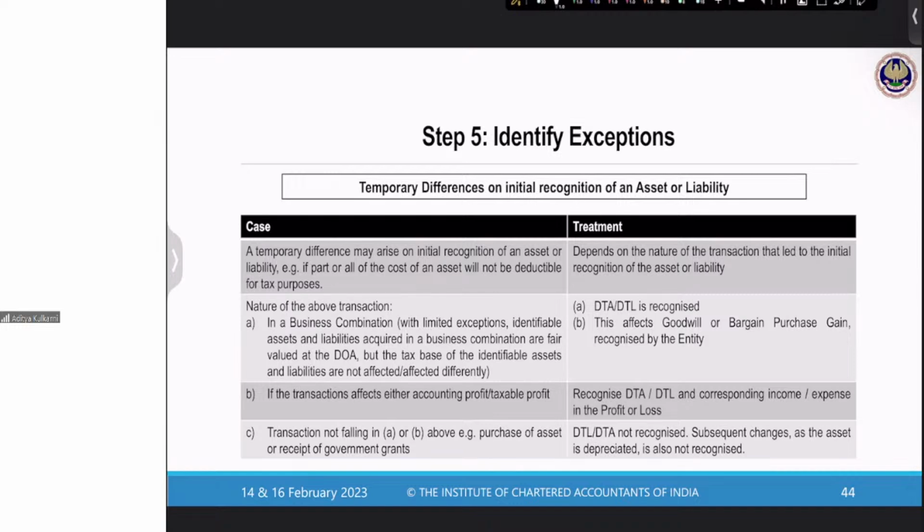exceptions only. Temporary differences arising on initial recognition of an asset or a liability. A temporary difference may arise on initial recognition if part or all of the cost of an asset will not be deductible for tax purposes.